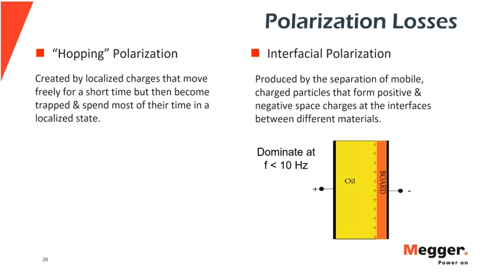Typically you're seeing interfacial polarization losses at frequencies that are less than 10 hertz. So hopping polarization and interfacial polarization, these slower polarization processes, are ones that you can see some influence from on the testing we're doing on insulation. The frequency ranges that we're considering would be right in there.